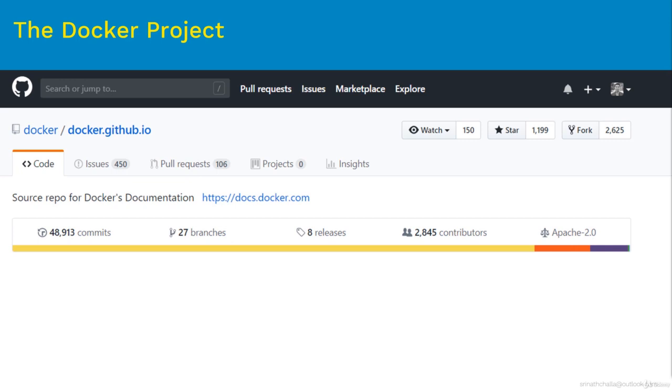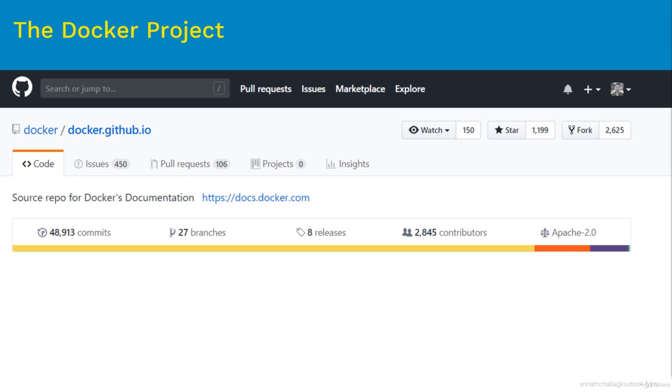Specifically talking about Docker, everything is done out in the open for everyone to see and everyone to contribute to. As of this recording, it is only around 4 to 5 years old, but it has nearly 50,000 commits and around 3,000 contributors who are contributing to the Docker project around the globe on GitHub.